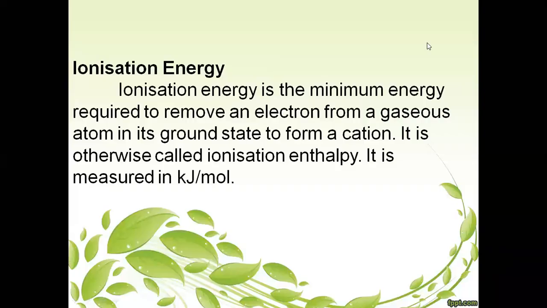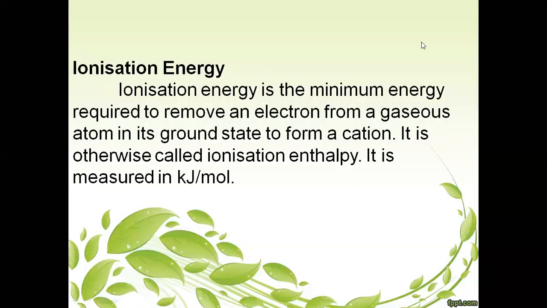The next one is ionization energy. Ionization energy is the minimum energy required to remove an electron from a gaseous atom in its ground state to form a cation. It is otherwise called the ionization enthalpy. It is measured in kJ per mole, that is kilojoule per mole. If the electrons are removed from the atoms, energy is required. That energy is ionization energy or ionization enthalpy.